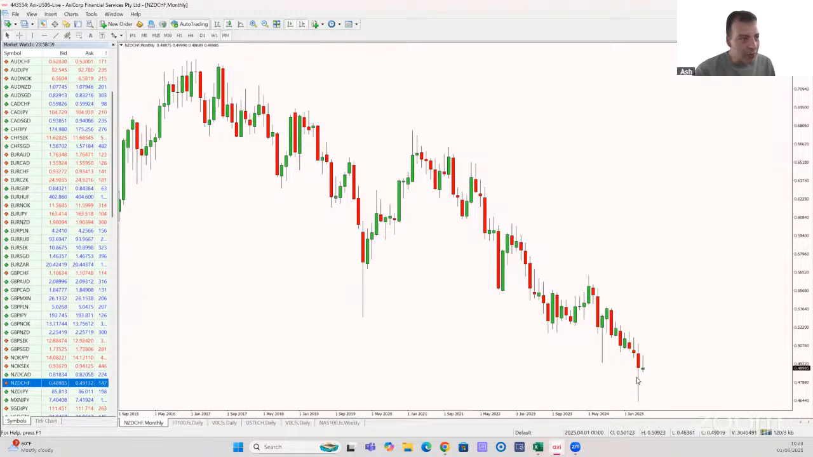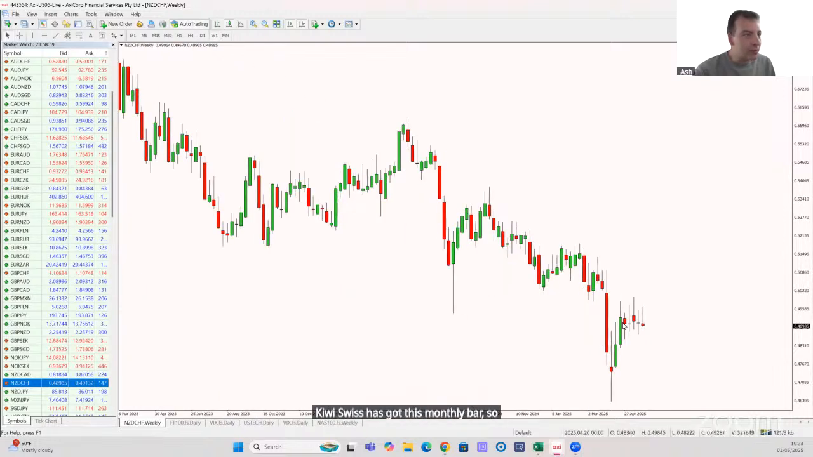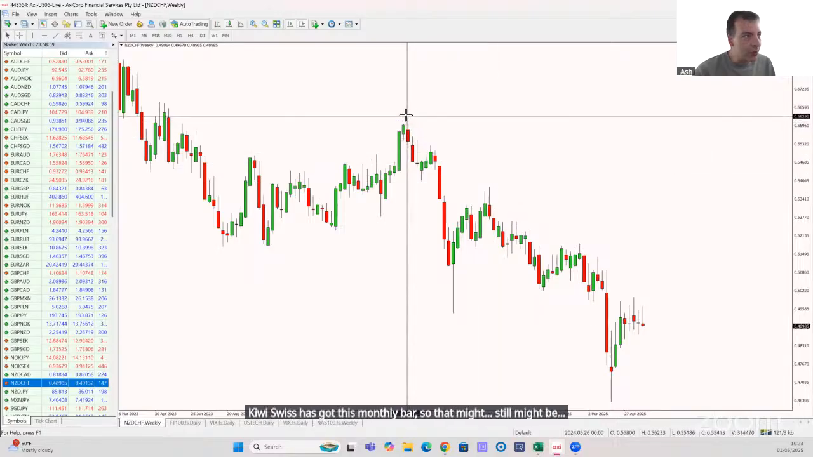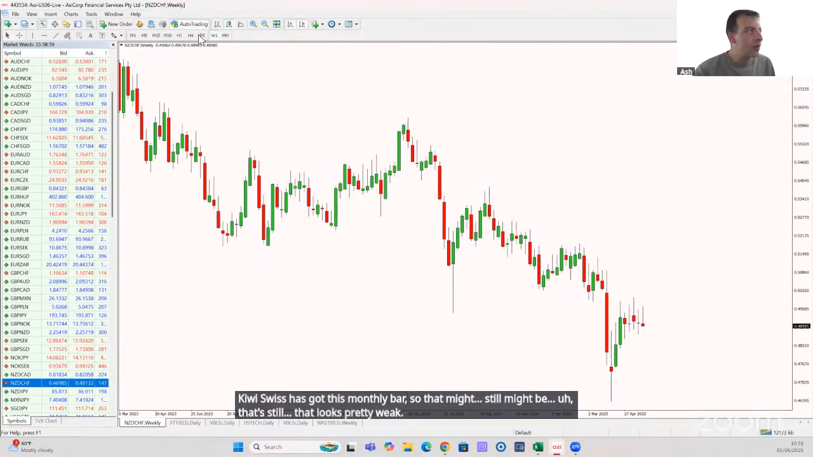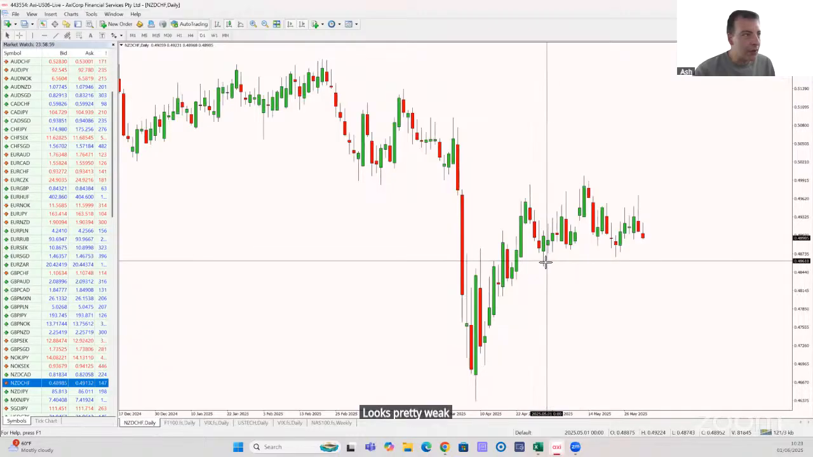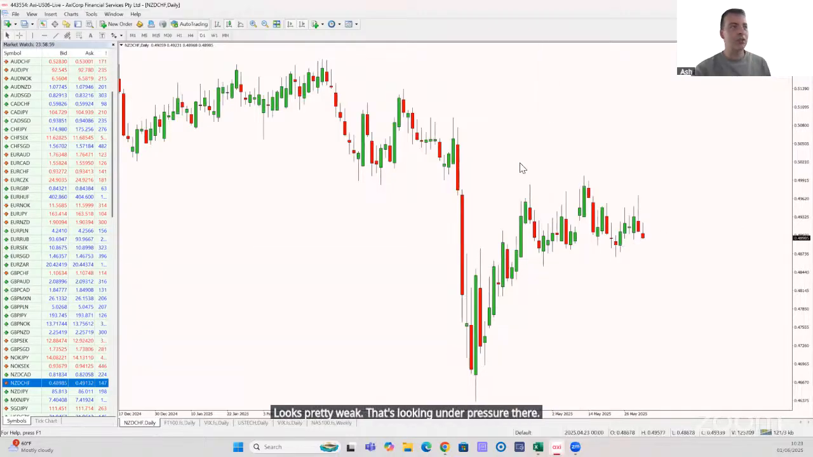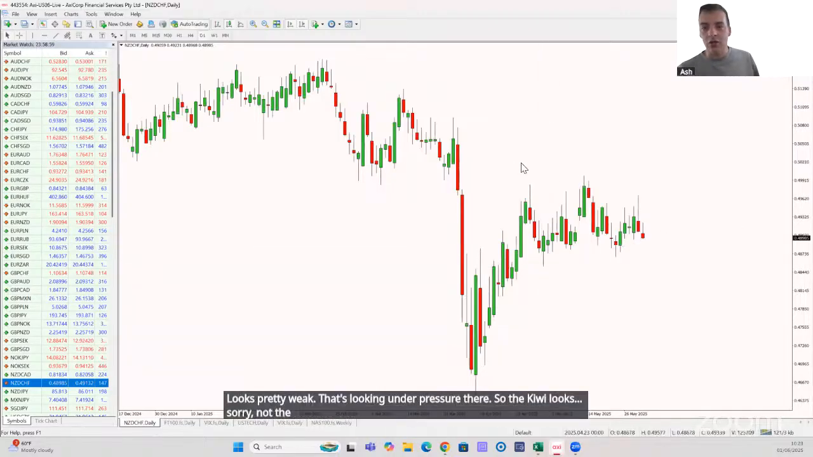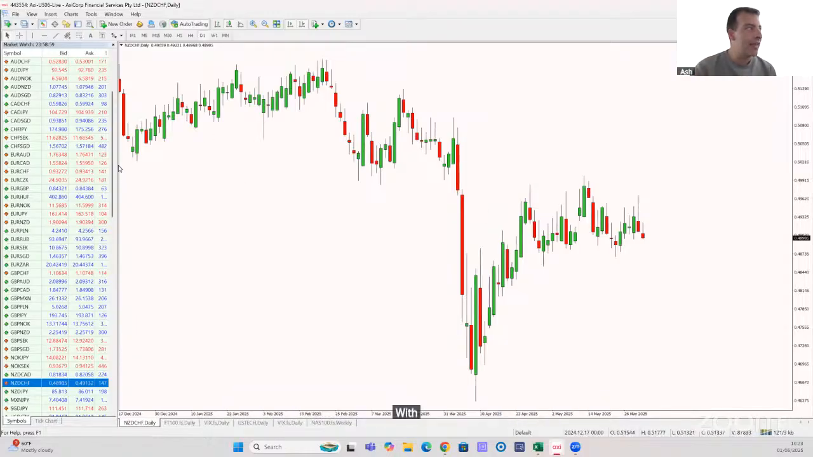Kiwi Swiss has got this monthly bar, so that might be... That looks pretty weak. That's looking under pressure there. So the Kiwi looks, sorry, not the Kiwi. The Swissy looks like the one to be on the upside, with the CAD and the yen to the downside.